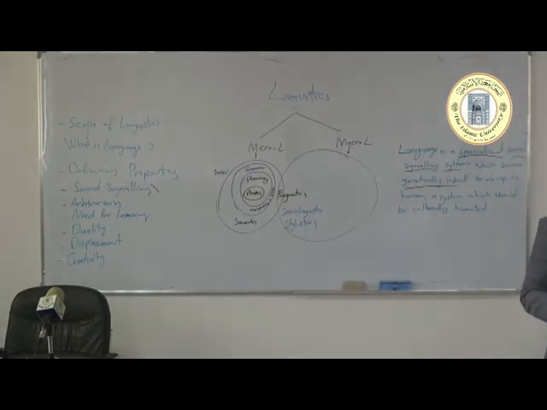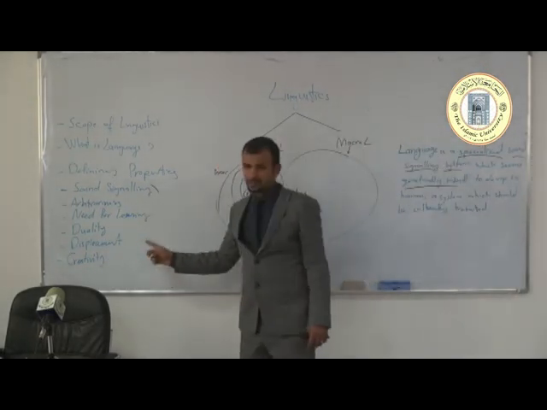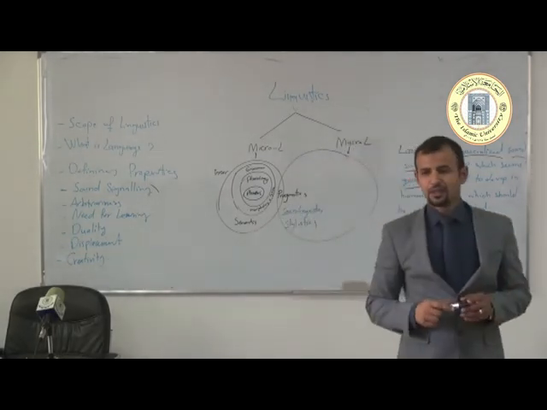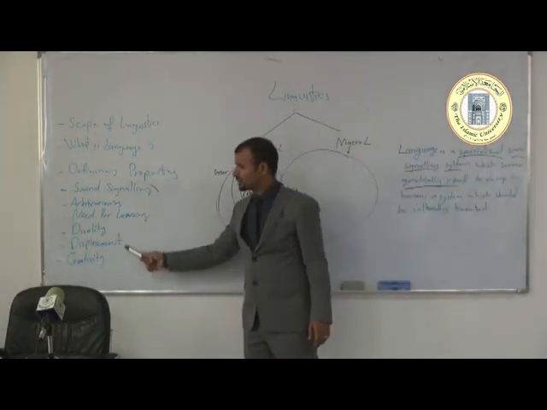How can we define language? Now, we said language is a specialized sound signaling system which seems genetically inbuilt to develop in humans, a system which should be culturally transmitted. Now, we just explained these features and compared them to animal communication, and we found out that they are special to humans. Now, how can we find a definition according to these six? We still have two items. Now, define language according to these six.